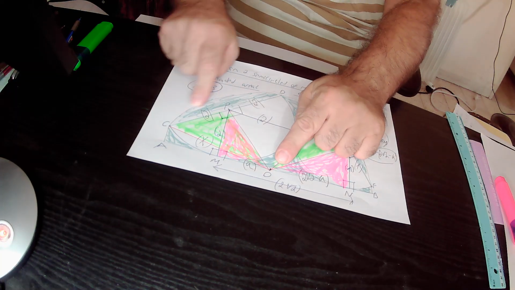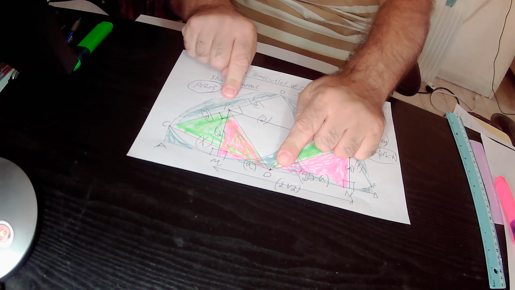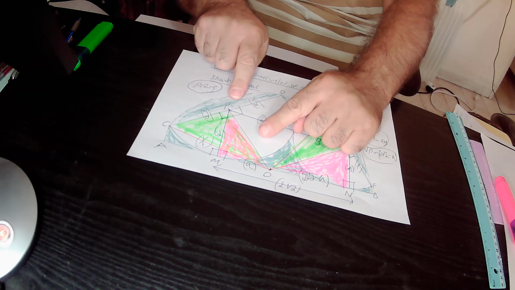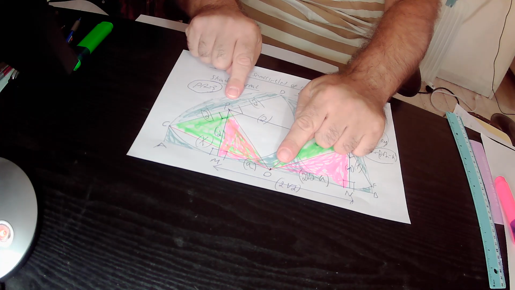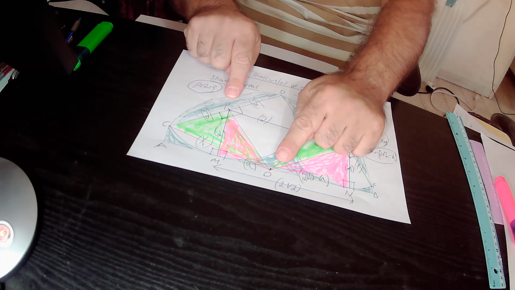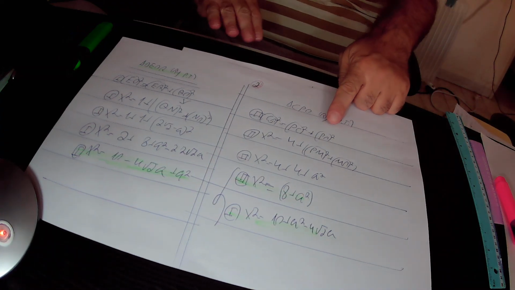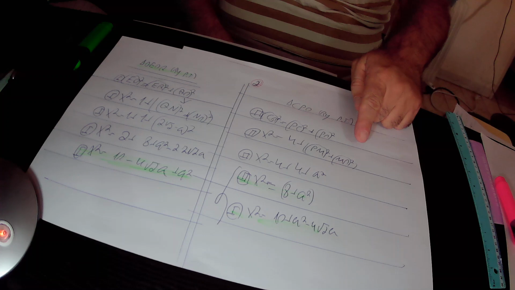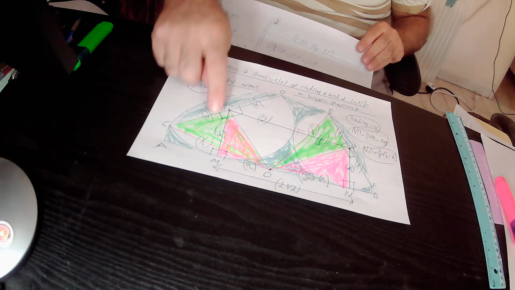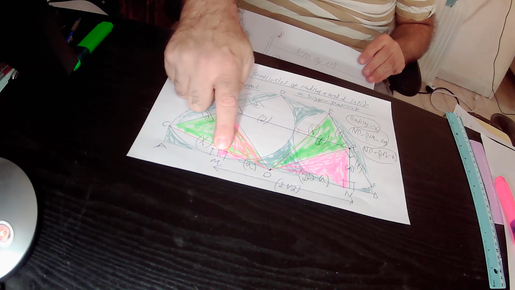PO is one side of this right triangle PCO, but PO is also the hypotenuse of this right triangle PMO. Therefore, according to the Pythagoras theorem, PO squared equals PM squared plus MO squared. So in total, x squared equals 4 plus PM squared plus MO squared. PM is 2, therefore PM squared is 2 squared, that is 4, plus MO squared. MO is 8, therefore MO squared is 8 squared.